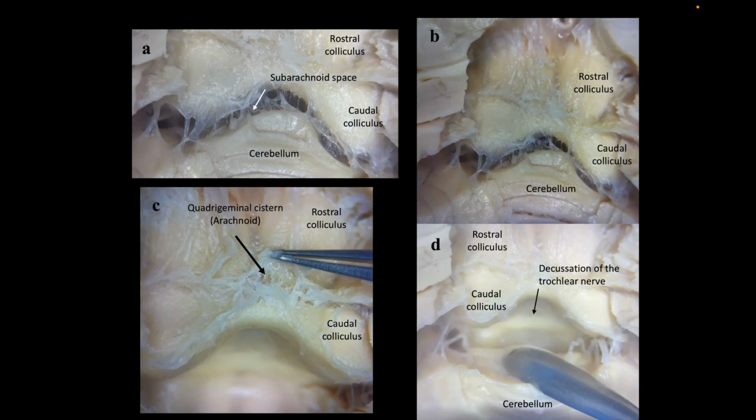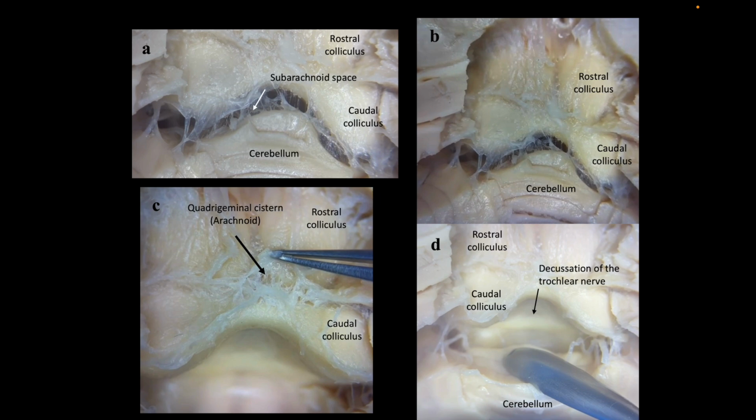Now these images, A, B, C and D, are dorsal views. In image A, you see the cerebellum, and rostral, you see the tectum mesencephali, and in between you have the subarachnoid space filled with these trabeculae, with these strands of fibers. What we are going to do is to remove these trabeculae that belong to the subarachnoid space, and we are going to move them rostrally.